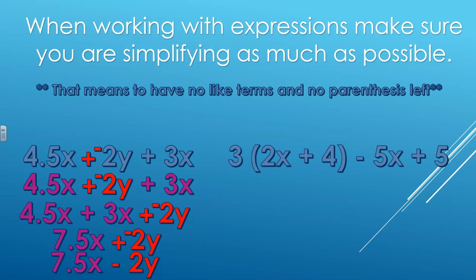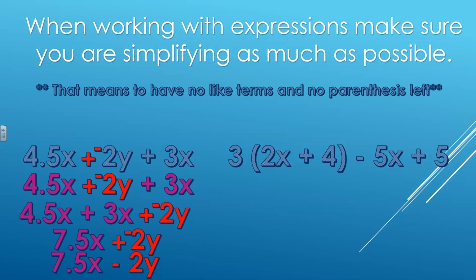All right, let's look at another example. Now we have 3 times (2x plus 4) minus 5x plus 5. So in this case, we actually want to look at the parentheses first and see if there's anything that we can do to combine the numbers inside the parentheses. Well, in this case, there is nothing we can do to combine them. So we have 2x plus 4 on the inside.